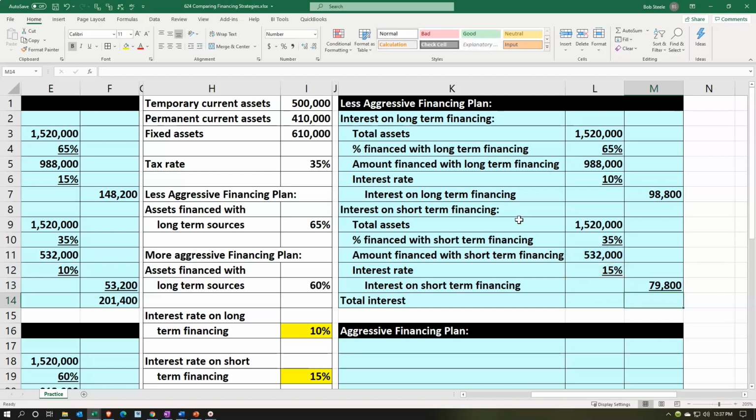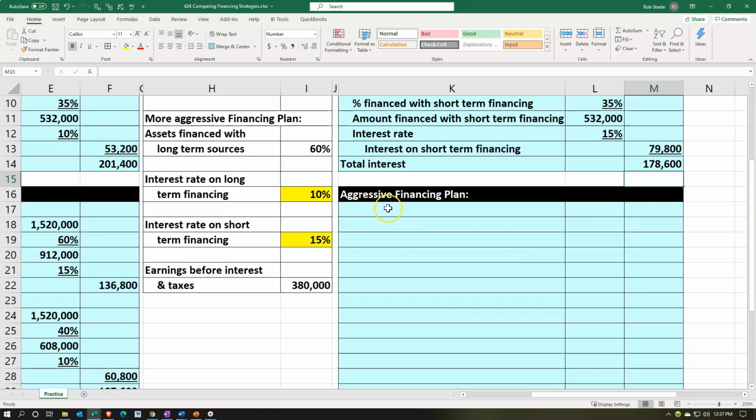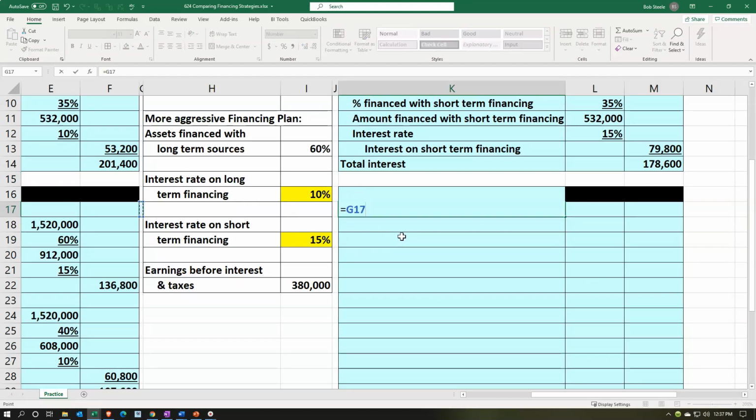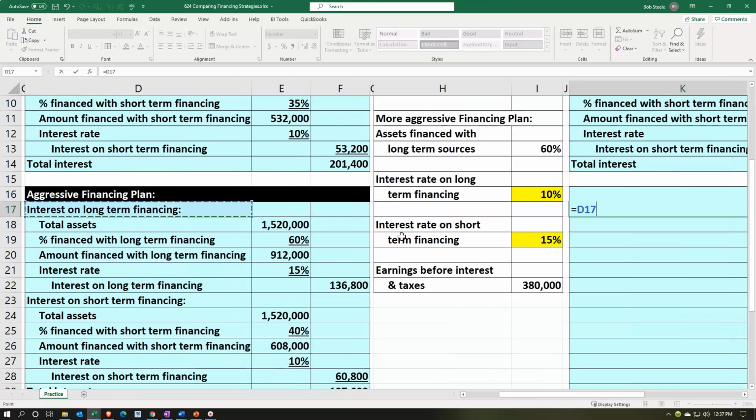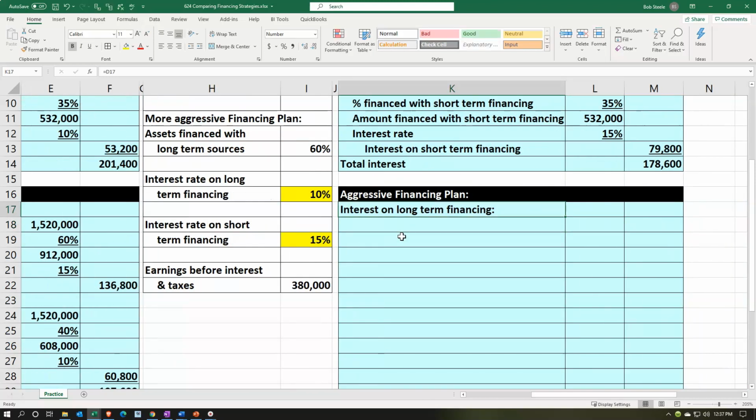And then if we add up the outer column, equals the sum of these items, there we have the 178.6. And let's do the same down here with our more aggressive one, where we're going to say this is going to be equal to the same names over here. I'm going to copy and paste them this time.